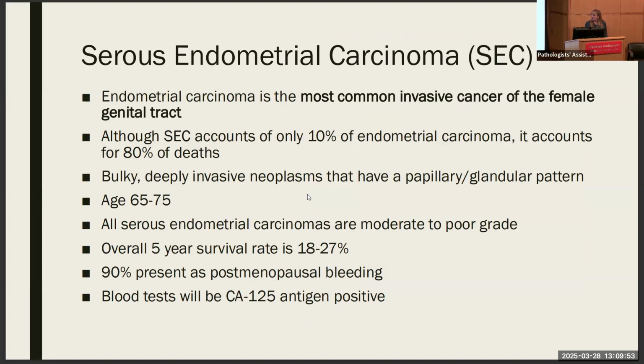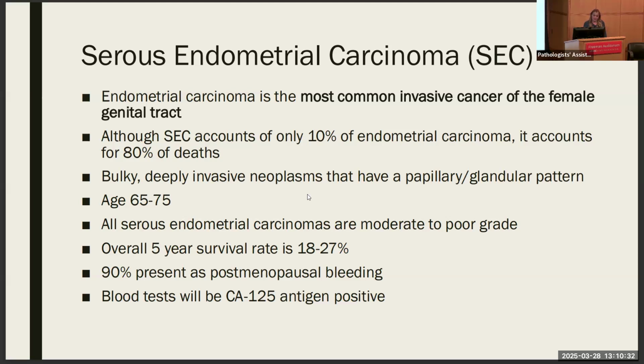So serous endometrial carcinoma, although it only accounts for 10% of endometrial carcinomas, accounts for 80% of deaths. It is a bulky, deeply invasive neoplasm that has a papillary and glandular pattern. Again, ages 65 to 75, and all of them are moderate to poor grade. As we saw earlier with the grading systems, a lot of tissues will resemble their native counterparts, but these only present as moderate and poorly graded. The overall 5-year survival rate is 18 to 27%.